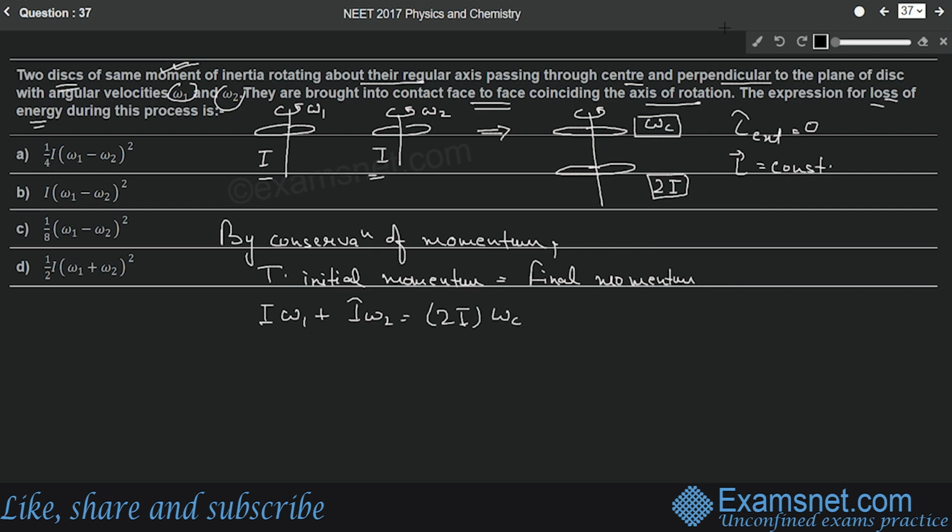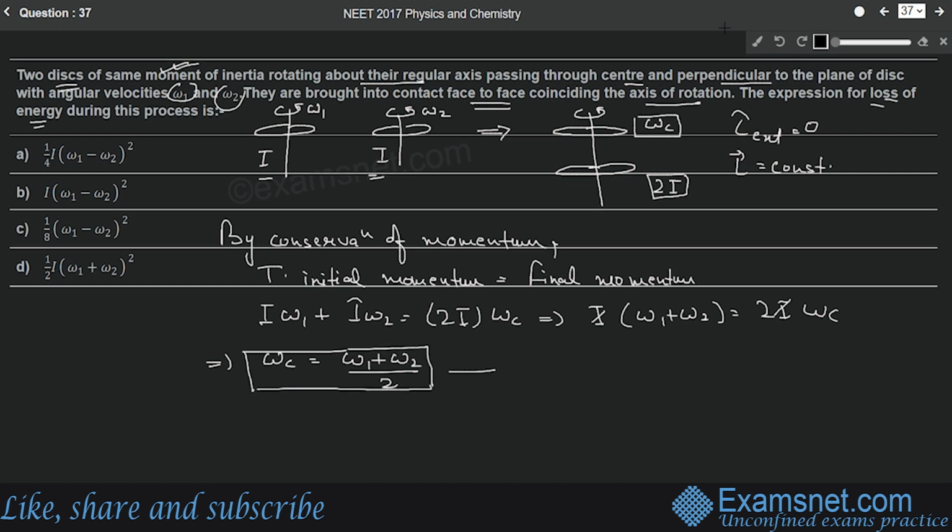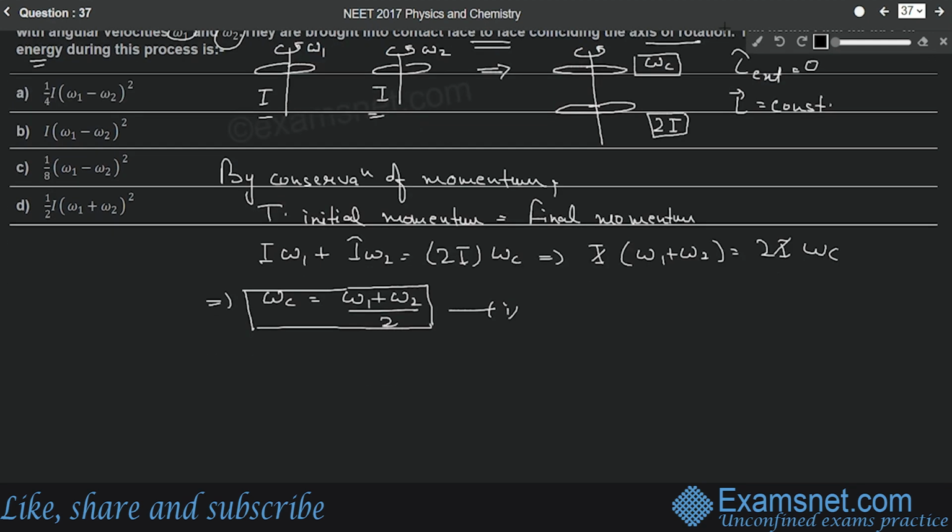If we take I common this side, so here we get I (omega 1 plus omega 2) equals 2I omega c. So we can say that omega c, that is combined angular velocity, is equal to (omega 1 plus omega 2) divided by 2. So this is the expression for the combined angular velocity, but we have to find the expression for the loss of energy. Now energy is lost, that means energy will decrease. So the final energy will be less than the initial energy.